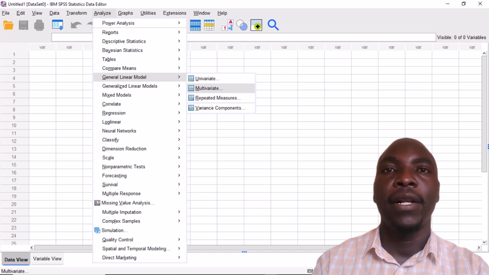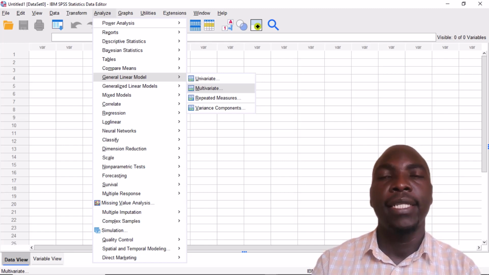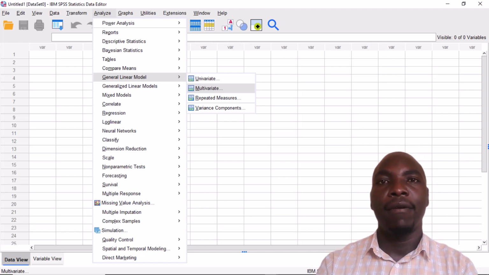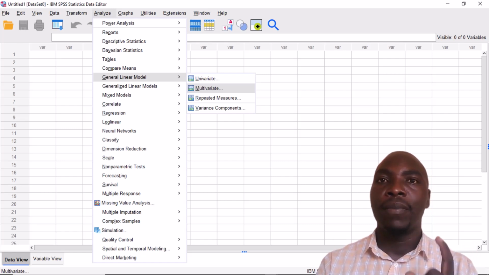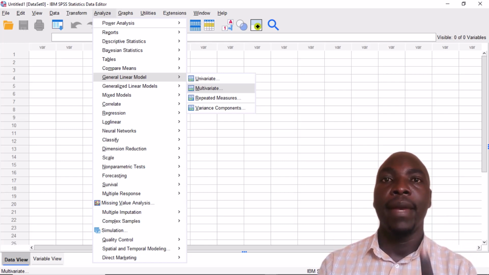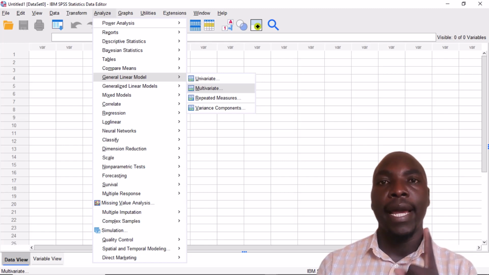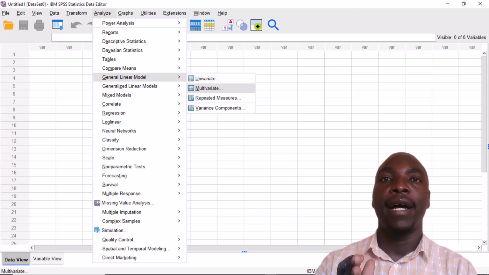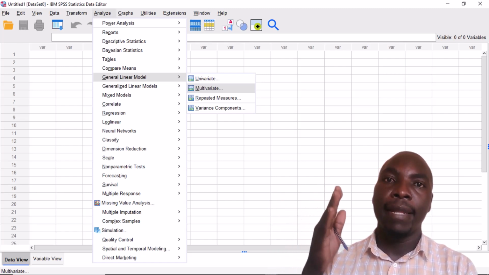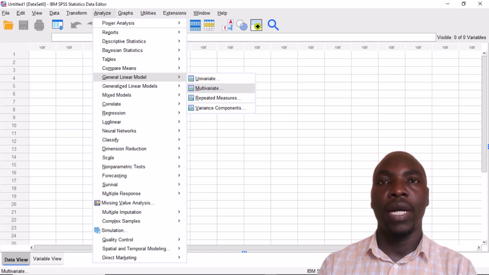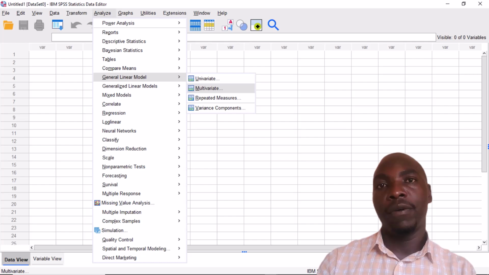Today we look at multivariate analysis of variance, simply abbreviated as MANOVA. Look at MANOVA as an extension of ANOVA, but as opposed to having only one dependent numerical variable in ANOVA, here we have more than one, at least two and above, dependent numerical outcomes that we are comparing against groups of an independent categorical variable.